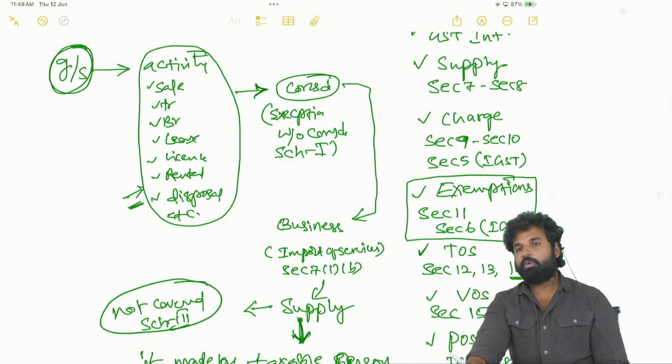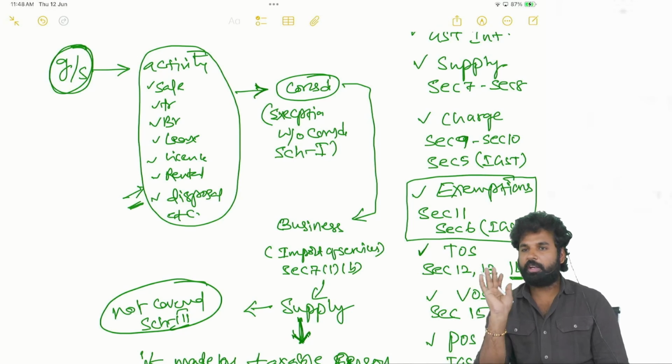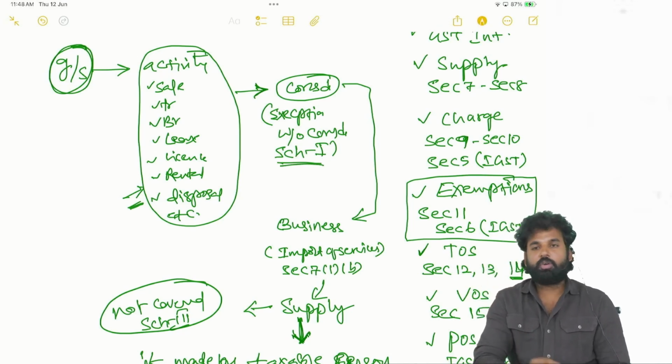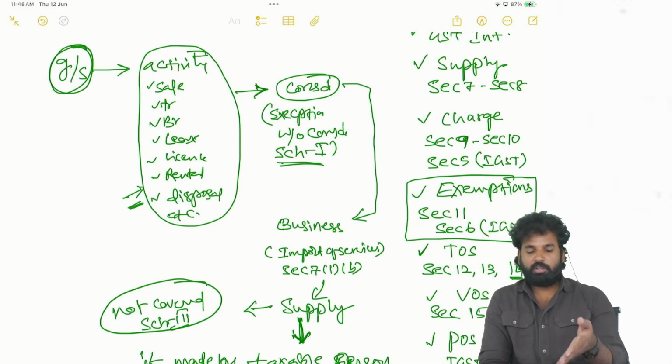Even if you are doing it without consideration, in some cases GST will be attracted, but there are limited cases only. What are those? Those mentioned in Schedule 1. In those cases only GST will be attracted, even though it is made without consideration. See here, what is the first point there?